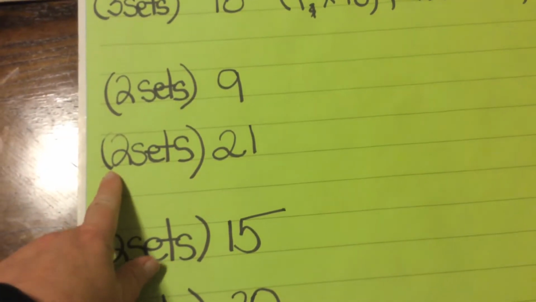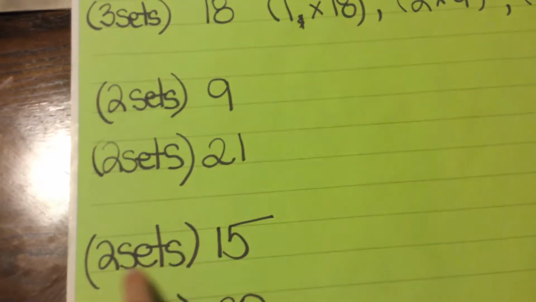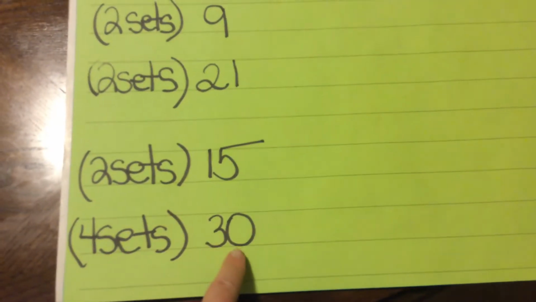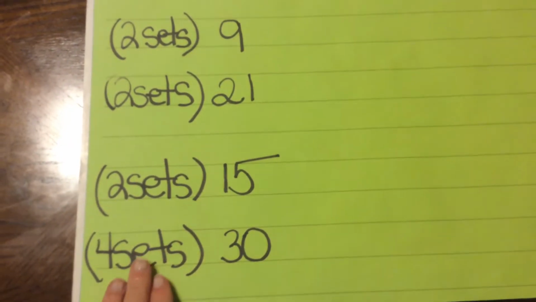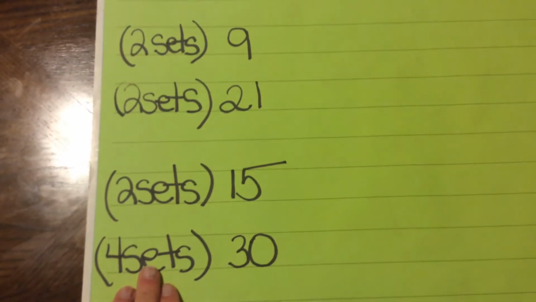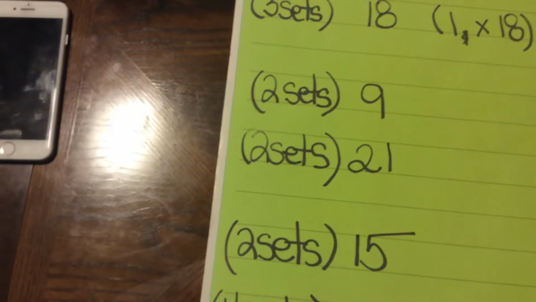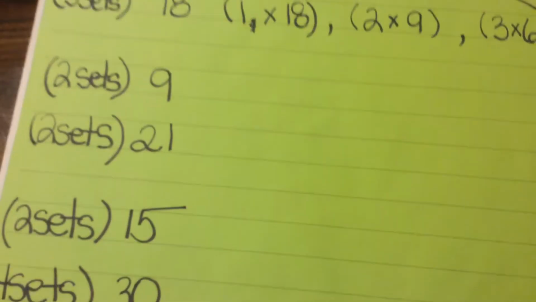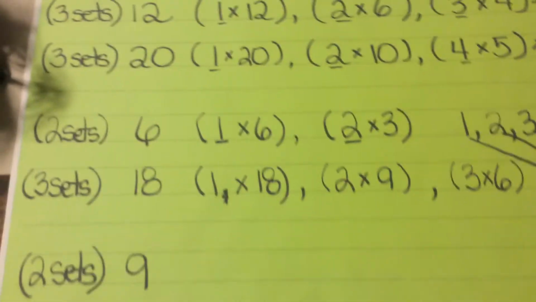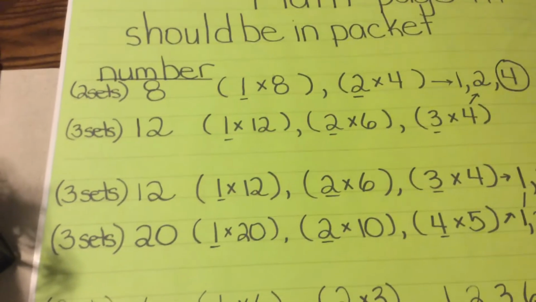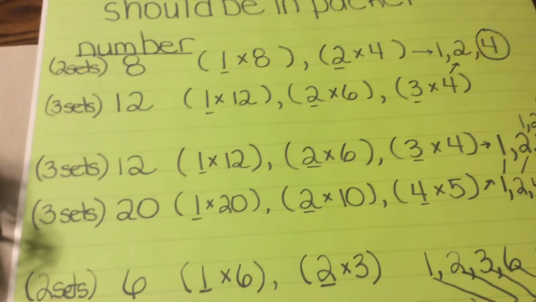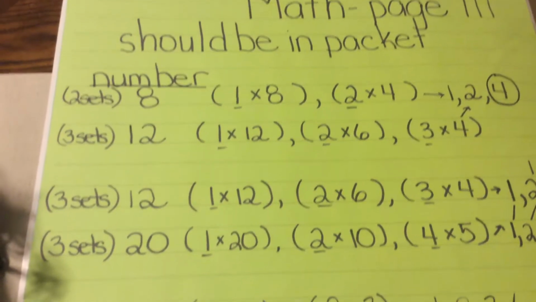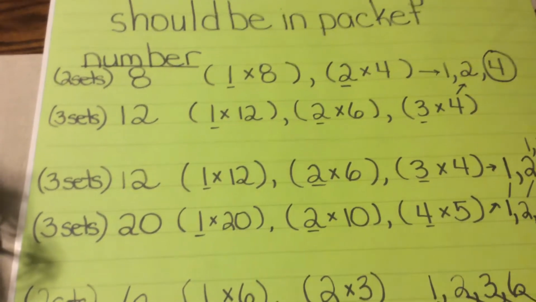21, the two sets of factors. 15, the two sets of factors. And the 30, which then had the 4 sets of factors. And then you were literally putting those factors in sequential order, then outlining the common factors, and then the greatest common factor, just like they had done on the review chart up at the top. So literally you could take a look at how they had modeled that for you. We had done some guided work as well.